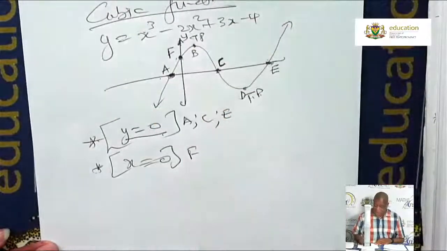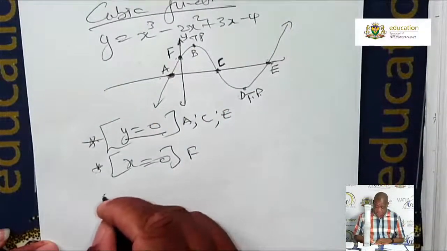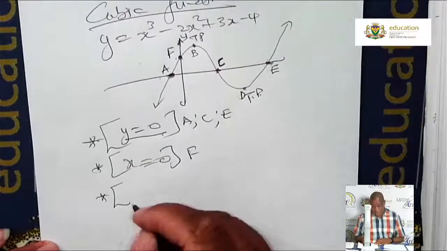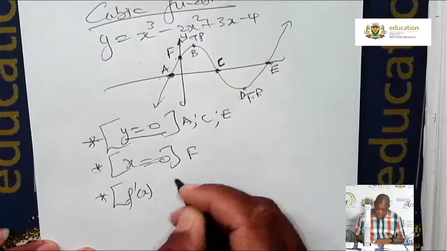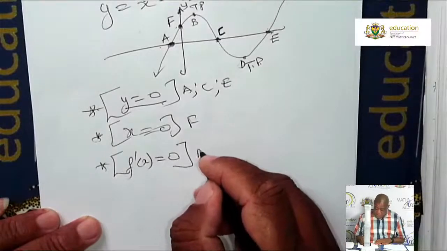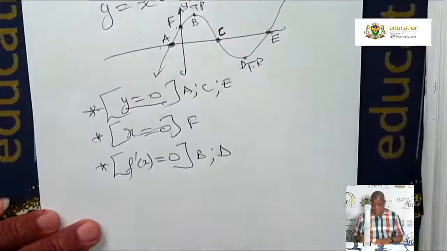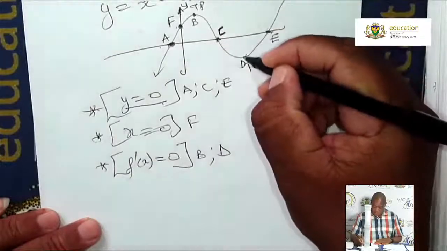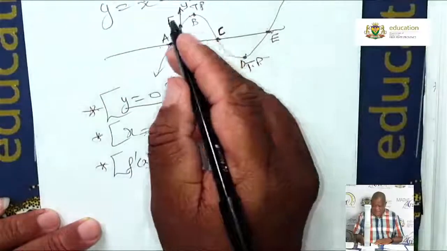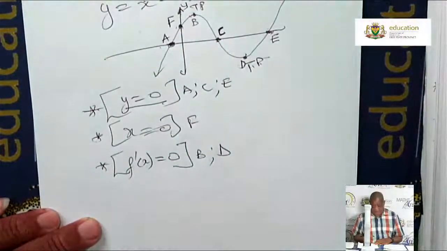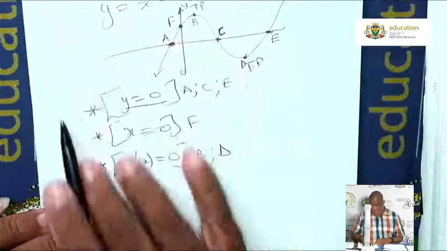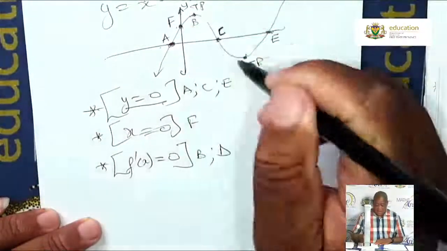Then you have point B and point D. These 2 points are the turning points. At the turning points, that is where you take your derivative, and that's where your derivative is 0. You know that at those 2 points, these are the turning points, the stationary points. The gradient of the tangent there is 0, so the derivative is 0. So you equate the derivative to 0, solve for x, and then you'll come up with the coordinates.